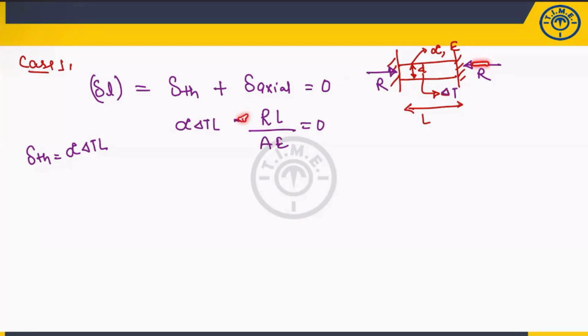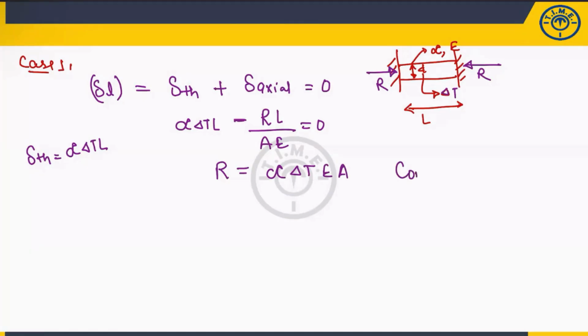Why this minus? Because it is trying to compress this bar. Because of the temperature variation, it is increasing, but because of this R, it is decreasing. And that's why you are getting 0, because both ends are fixed. You can't increase this length because of the fixed end. So from here, can I calculate the R value? Yes. What is the R value? Alpha delta T into E into A.